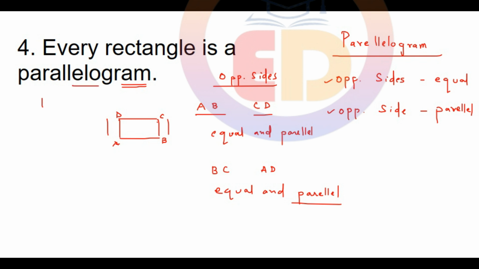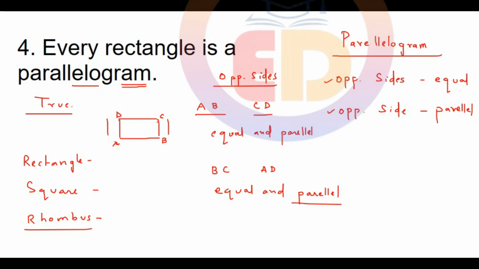Sentence is true. This sentence is true not only for rectangle. Rectangle is a parallelogram. Remember also, square is also a parallelogram. A rhombus is also a parallelogram. So all these shapes, since they follow the basic condition of being a parallelogram, which is opposite side should be equal, opposite side should be parallel, all these three shapes are classified as parallelograms.